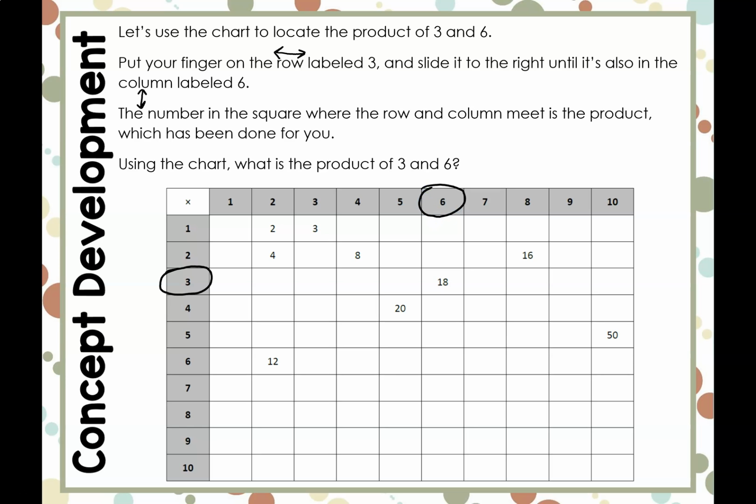So you're going to put your finger on the row labeled 3 and slide it to the right until it gets to this column. Okay, and then put your finger on the column 6 and slide it down until it's row number 3. So the number in the square where the row and column meet is the product, which is already in there for us. So using the chart, what is the product of 3 and 6? 18. Okay, you guys don't have to do the circles and the lines. That was just me because I can't show you. I'm putting my finger on it.